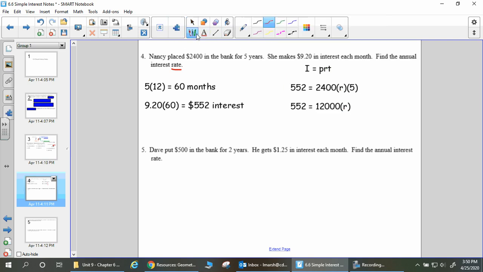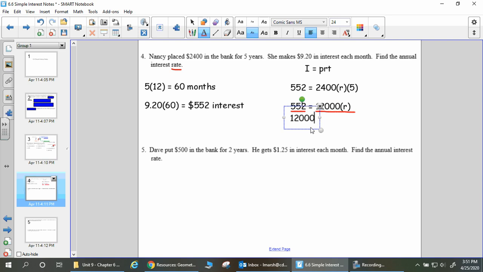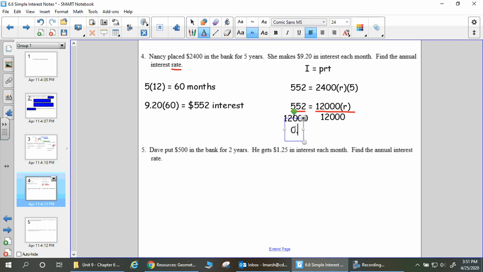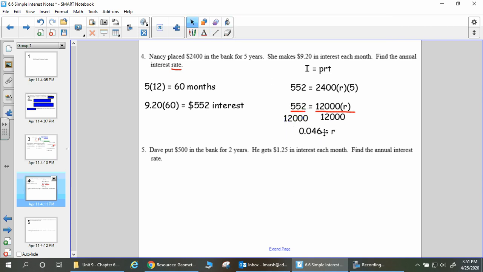But what you need to remember is, okay, I'm trying to find my rate. I need to divide this, and I need to divide by my 12,000 on both sides. Okay, that's how I'm going to get R by itself. 552 divided by 12,000 gives me an answer of 0.046. That's my rate. And you might be thinking, why is this such a tiny decimal?